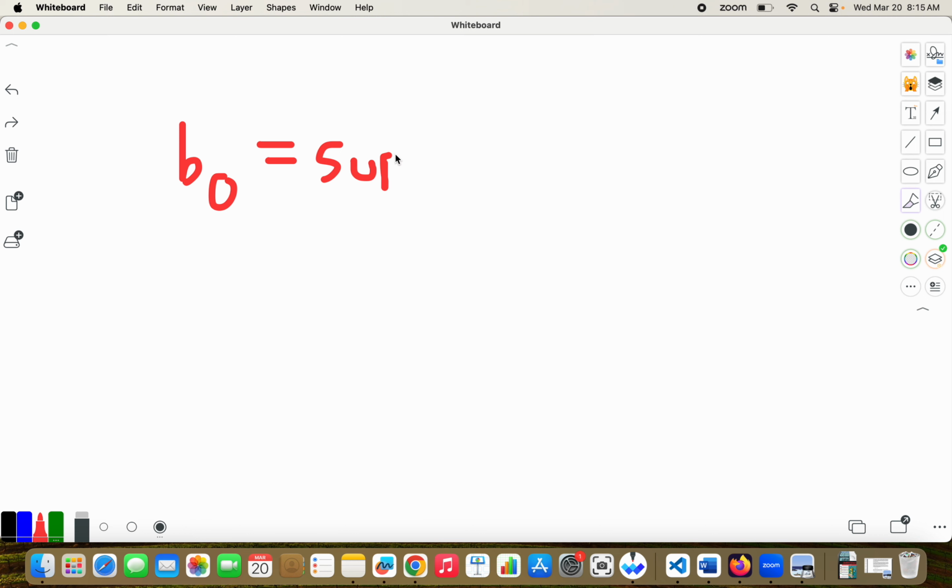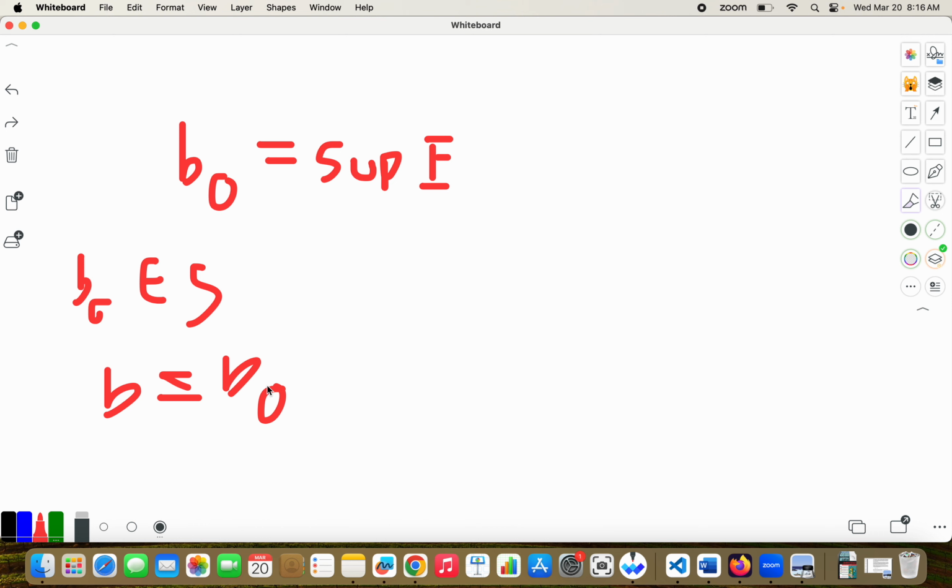And we also call B0 the supremum of E, which is where we get supremums and infimums. And B0 is the greatest lower bound for E if B0 is a lower bound for E and if B is any lower bound, then B is less than or equal to B0. So all lower bounds are less than or equal to B0. So in this situation, B0 is the infimum of E.